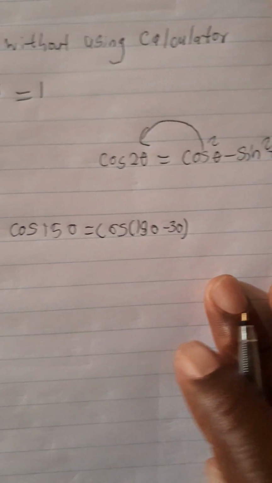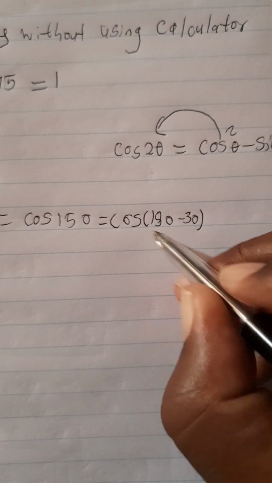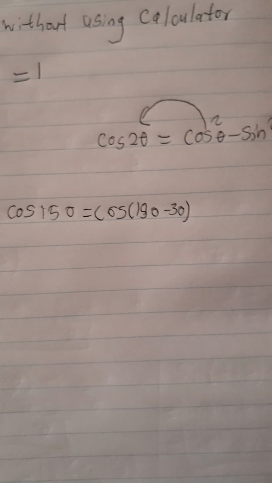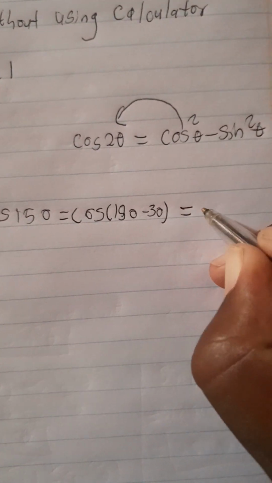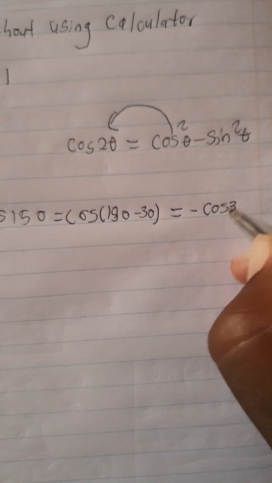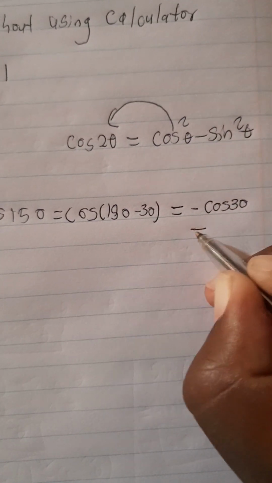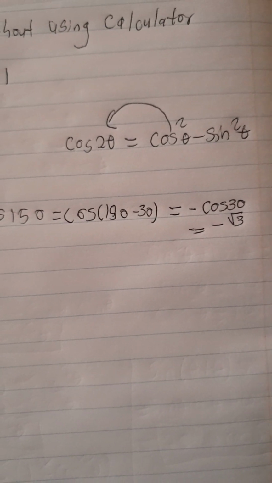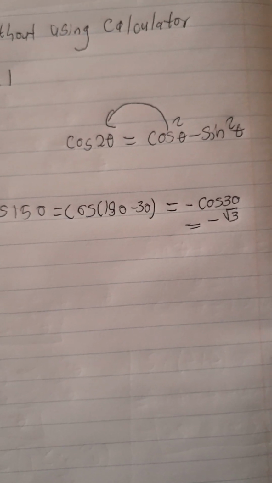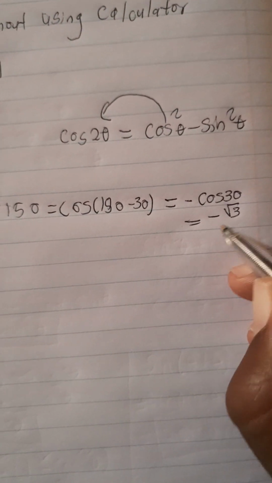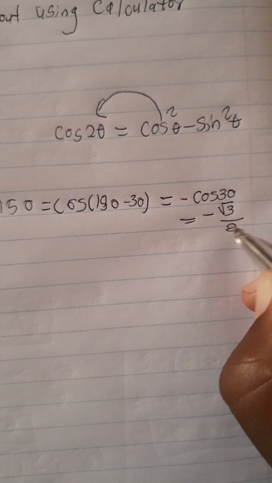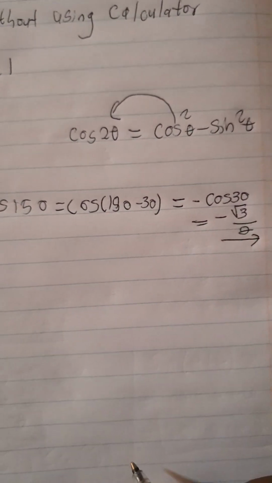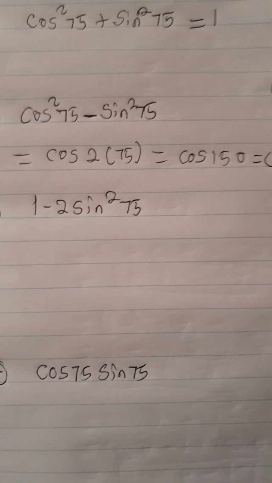Which quadrant is it? Cos in the second quadrant is negative. So we are going to have negative cos 30. Since it's a special angle, it's easy: negative root 3 all over 2. So that will be the solution in this case. Then we are done. Let's go to the second identity.